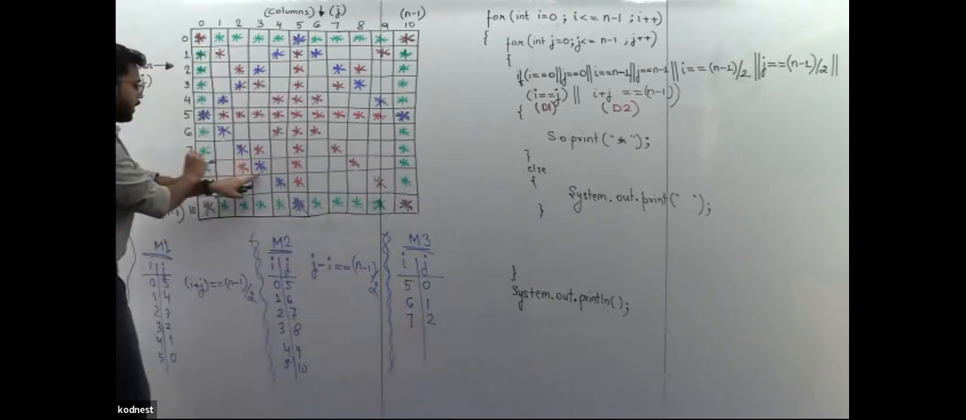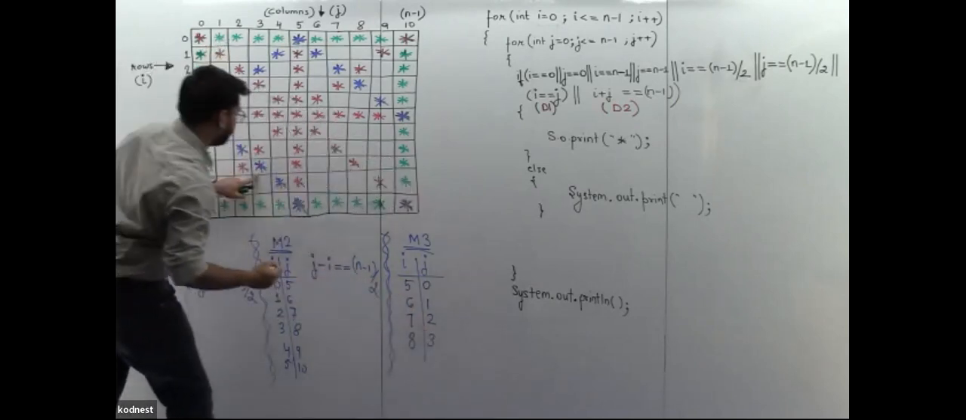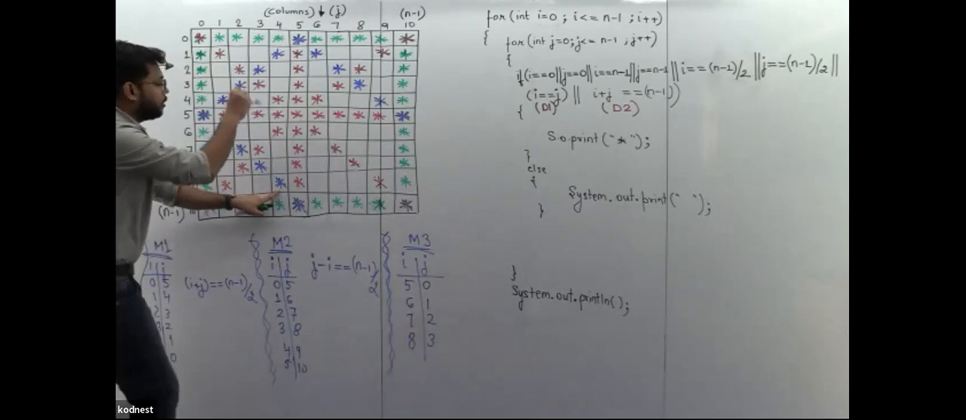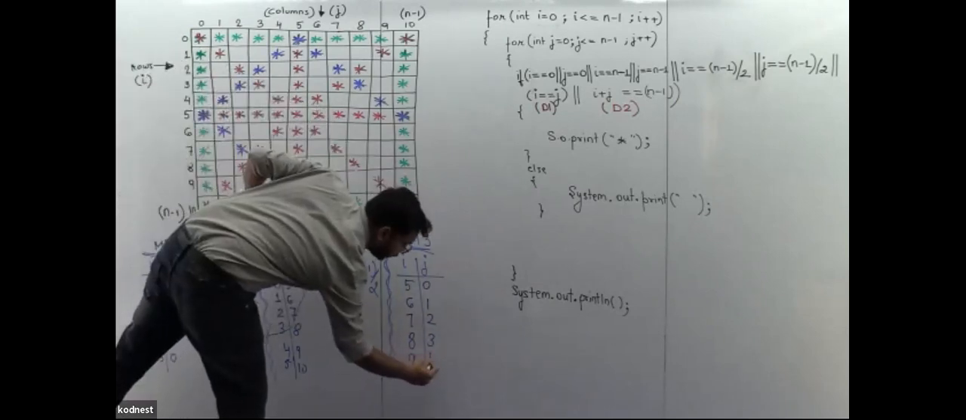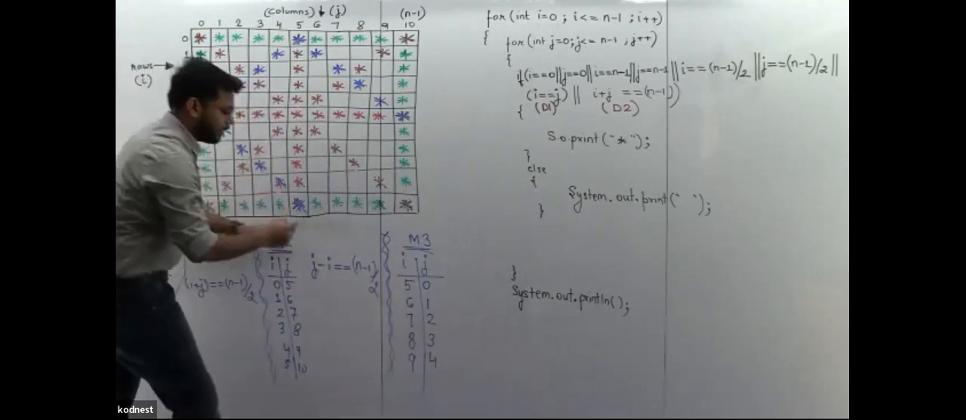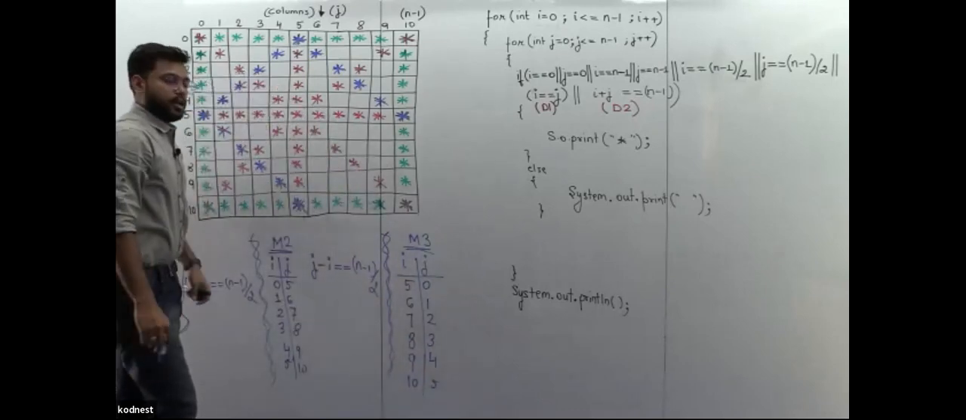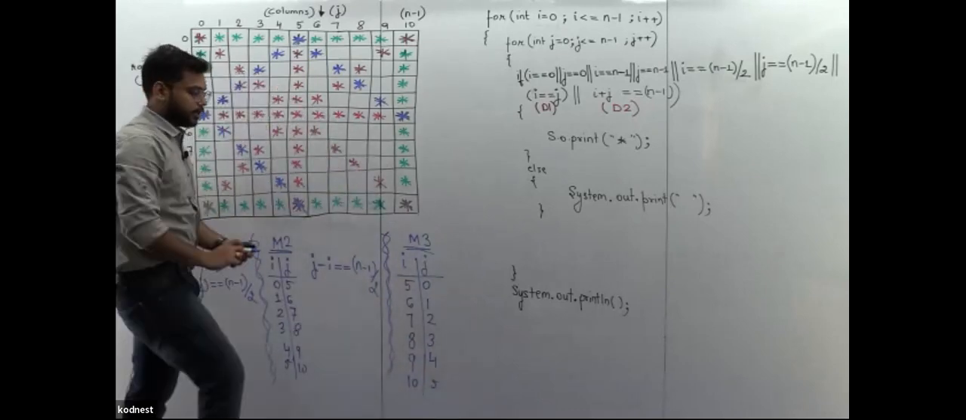For this, 8, 3. For this, 9, 4. For this, 10, 5. Let us try to make something.